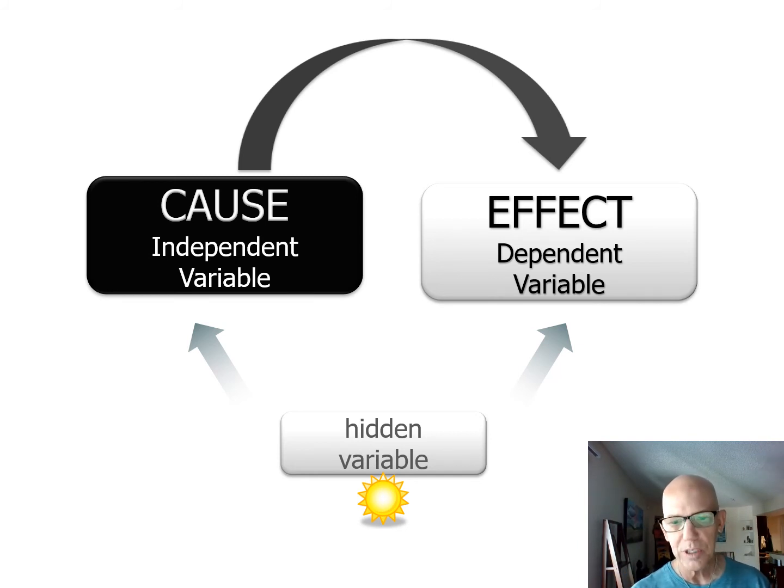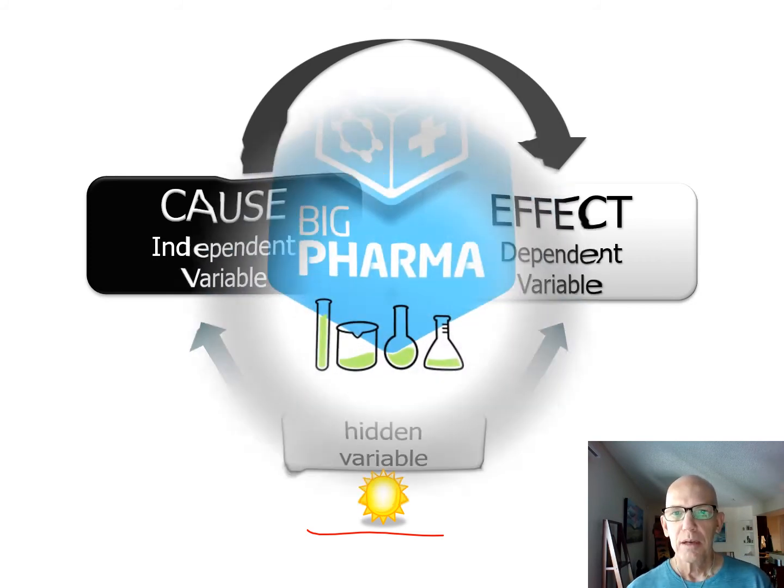There are sometimes hidden variables in experiments. We call them confounds, just like with the ice cream drowning example.